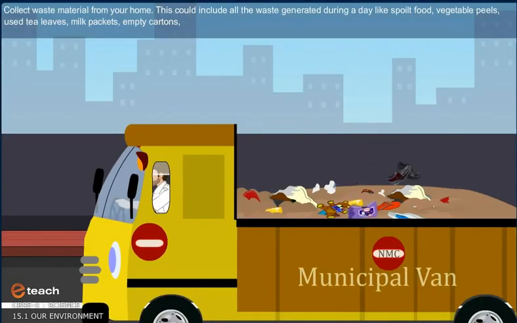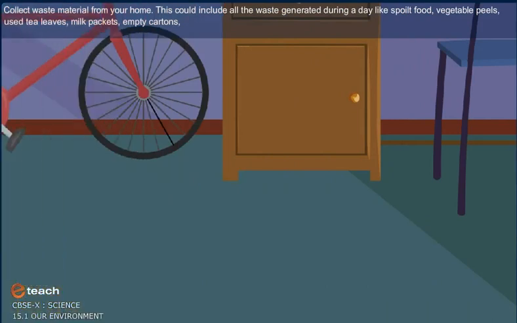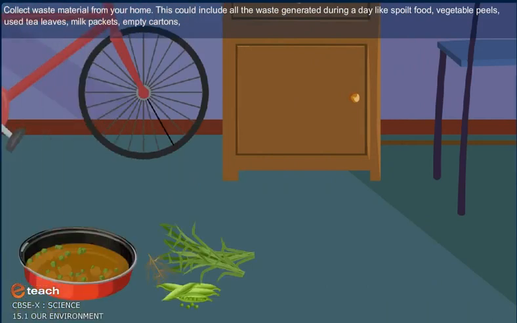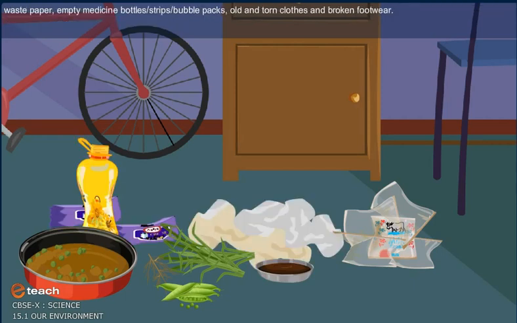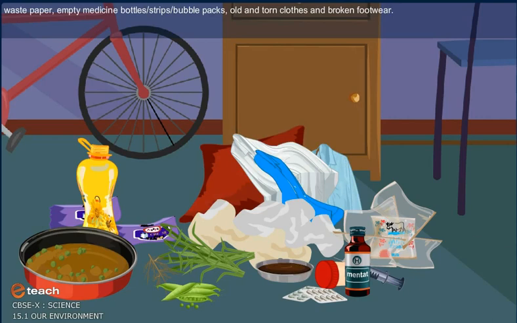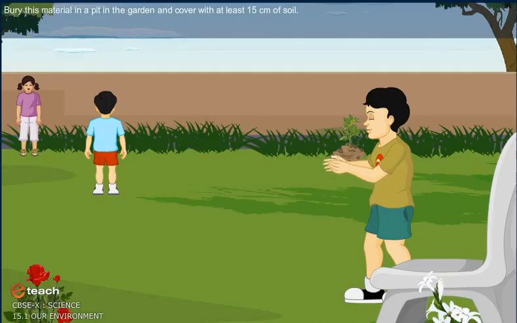Collect waste material from your homes. This could include all the waste generated during a day, like spoiled food, vegetable peels, used tea leaves, milk packets, and empty cartons, waste paper, empty medicine bottles, strips, bubble packs, old and torn clothes, and broken footwear.